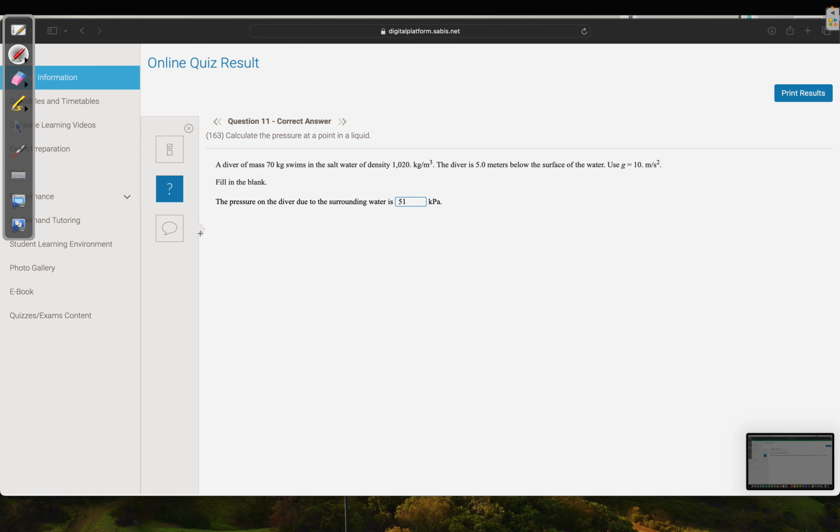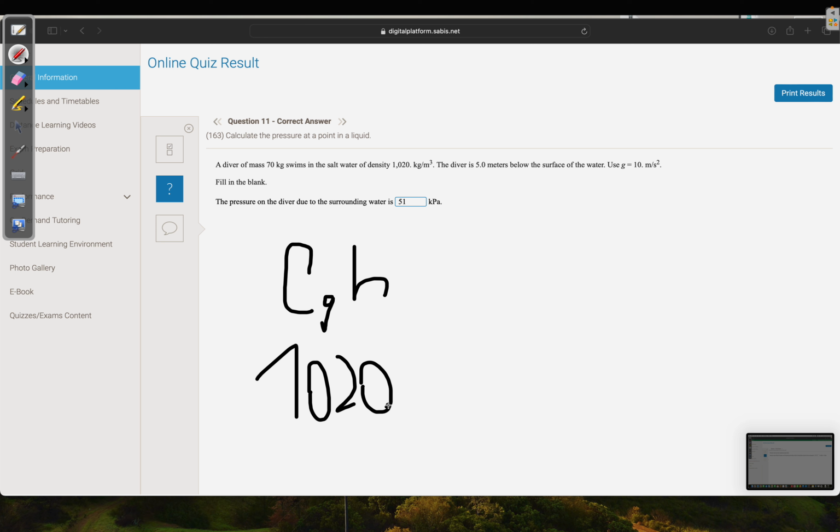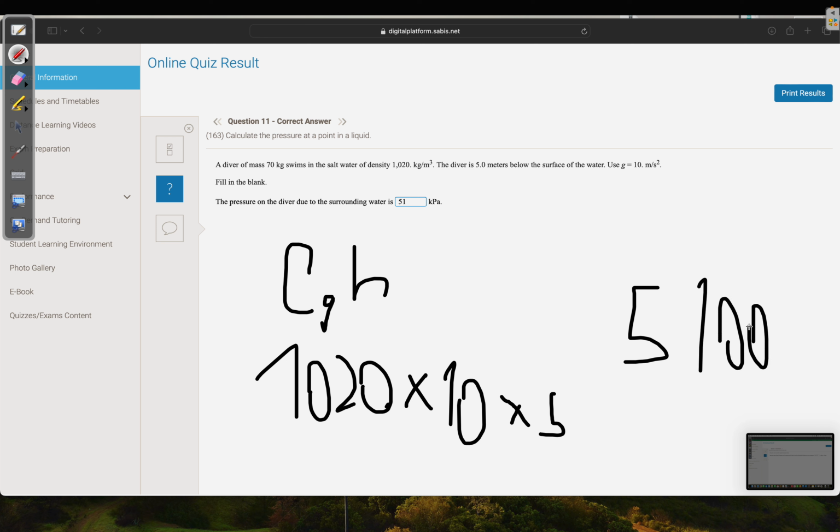Okay, so now we use rho g h to find the pressure. So we're going to do 1020 times 10 times 5, which will give us 51,000. And since here they wanted it in kilopascals, we divide by 1,000, which will give us 51.